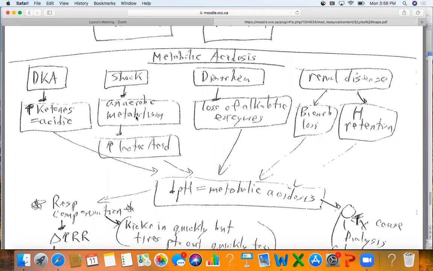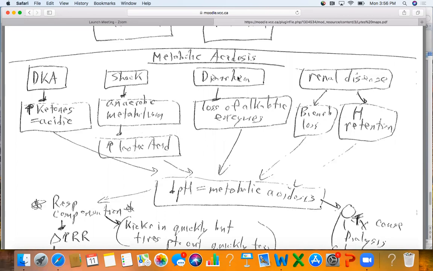Shock. You start cutting off circulation or lowering circulation to key organs. Those cells get starved. They also go into what's called anaerobic metabolism. That shouldn't be news to you. That produces a byproduct called lactic acid. Guess what? Lactic acid is in the name. It's acidic. There's your acidosis.